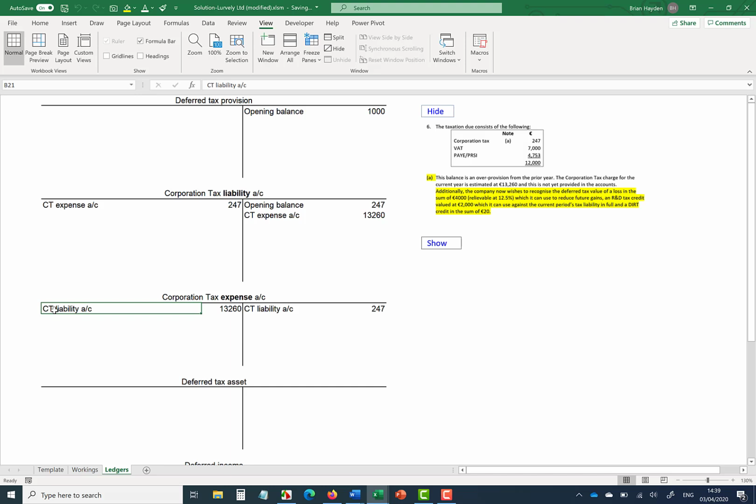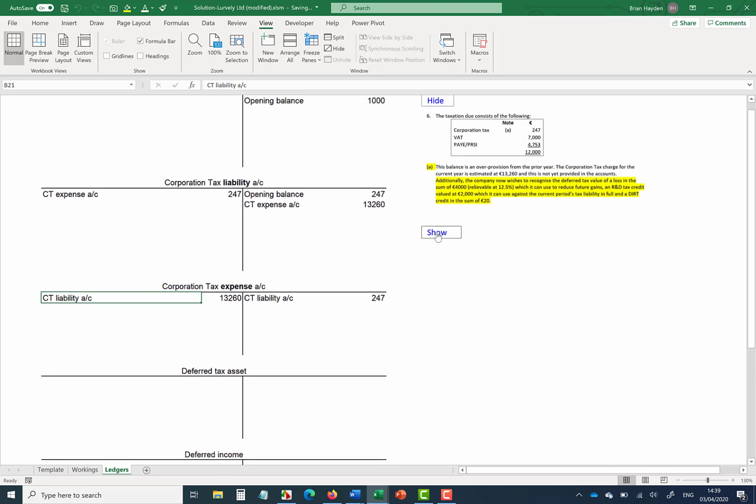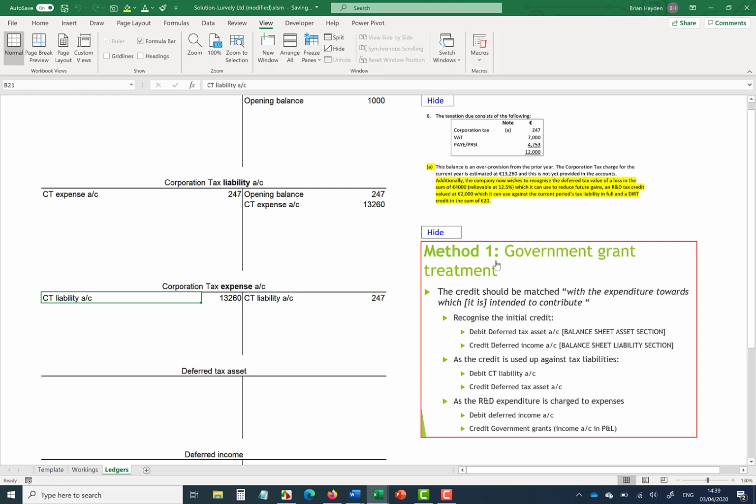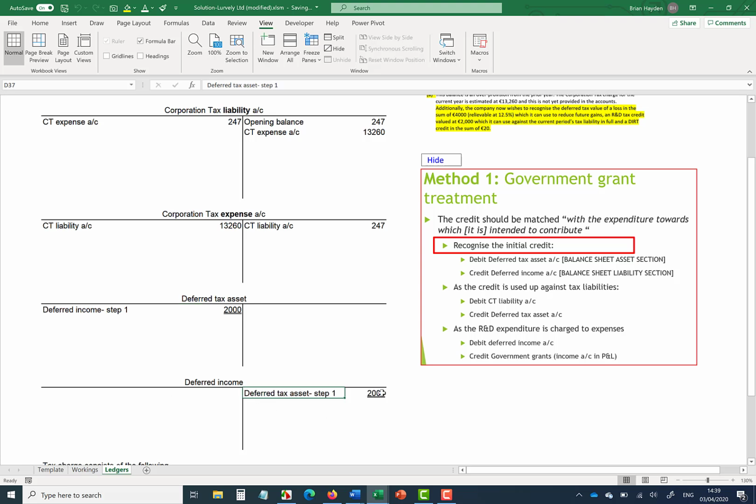They wish to recognise the deferred tax value of a loss in the sum of 4,000, which you can use to reduce future gains. Okay, we've done that. An R&D tax credit valued at 2,000. I'm going to deal with this. So this just is from a slide previously, how to actually account for an R&D tax credit. I'm using method 1 that was demonstrated in the slide. The first step is to recognise the initial credit: debit deferred tax asset account and credit deferred income account. So we're going to debit the deferred tax asset account €2,000, and credit deferred income account €2,000.